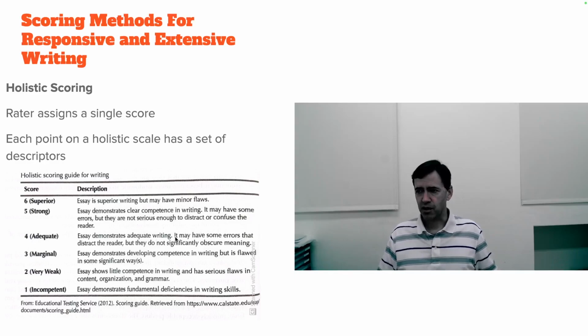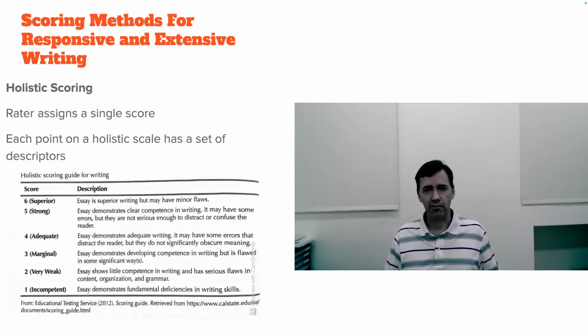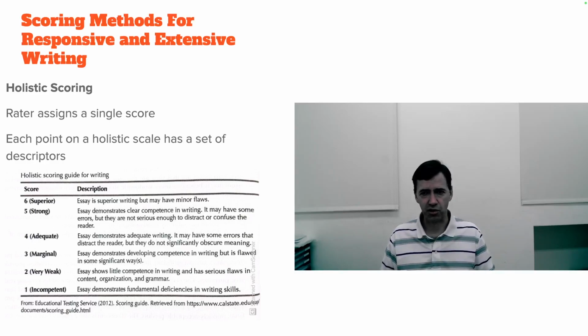The very last part now is talking about scoring methods for responsive and extensive writing. As I mentioned before, typically we can use holistic or analytic, but there's a third one I'm going to talk about today as well. So holistic scoring, as we know, the rater assigns a single score. Each point on a holistic scale usually has a set of descriptors. So for example, you can see here what they mean.